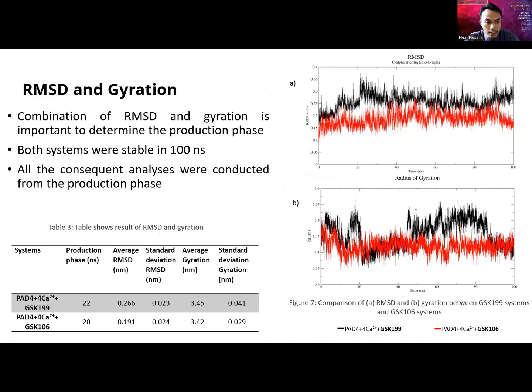After that, we analyze it, and we can see here that the RMSD of GSK199, colored in black, stabilized at 22 nanoseconds, and it reached the lowest point of compactness at 22 nanoseconds also. Due to that, we expect the production phase for GSK199 to start at 22 nanoseconds, while GSK106 starts at 20, due to the long equilibration phase here and here.